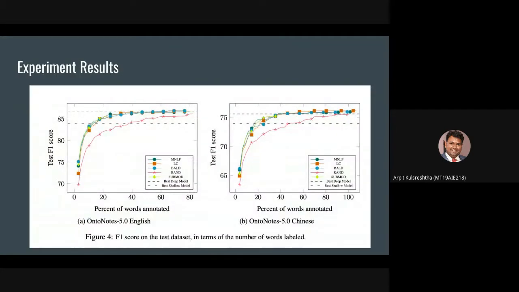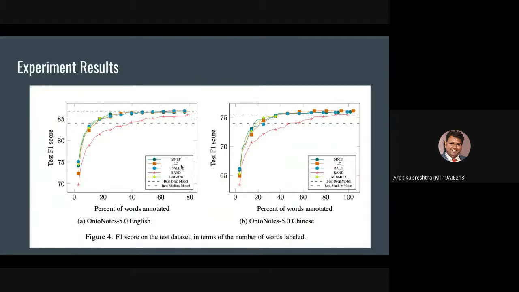So here are the final experiment results. This shows the F1 score, and here is the percent of words annotated, that is, how many words are annotated, in percentage. Okay, and there is the F1 score accuracy. These colored lines show the different active learning methods, and these dotted lines show the standard deep model architecture, and how they are performing.